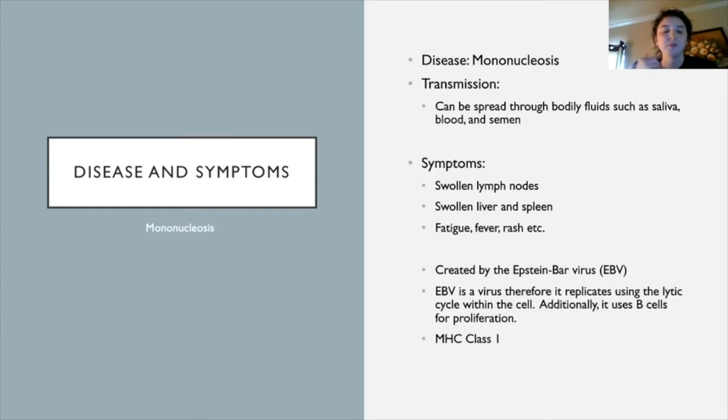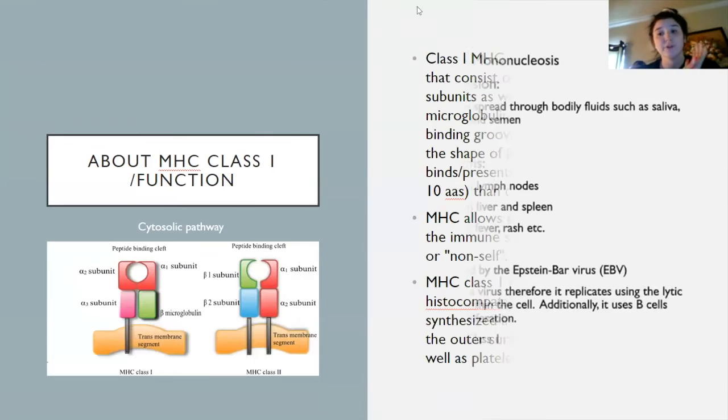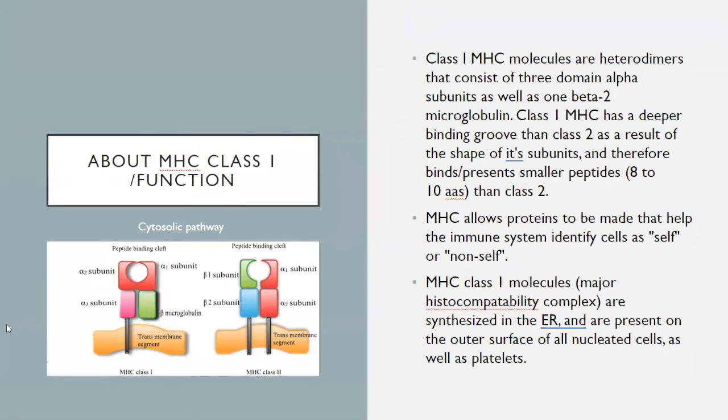swollen spleen. Because EBV is a virus, it replicates using the lytic cycle within cells and also uses B cells for proliferation. So a little about MHC. MHC allows proteins to be made that help the immune system identify and differentiate between self and non-self cells. Class 1 MHC molecules are actually heterodimers that consist of 3 alpha domain subunits and 1 beta microglobulin. The class 1 MHC has a deeper binding groove than class 2 as a result of its shape, binding peptides 8 to 10 amino acids in length.